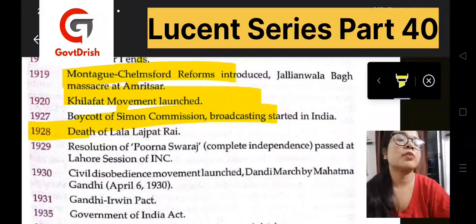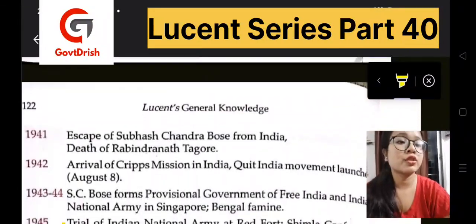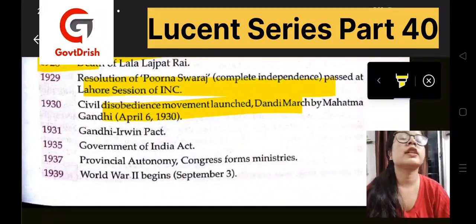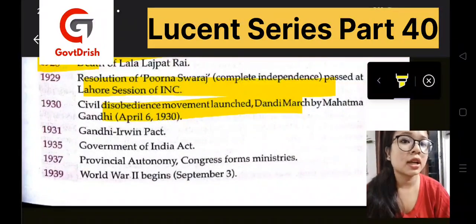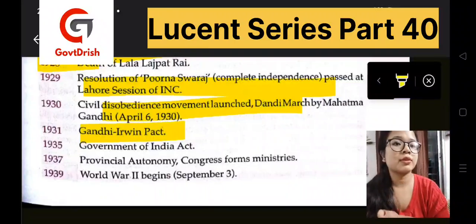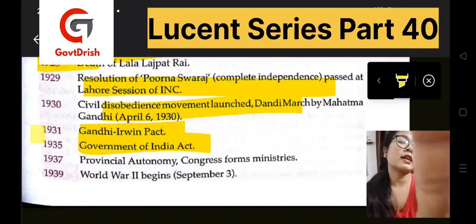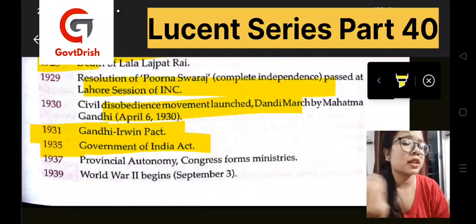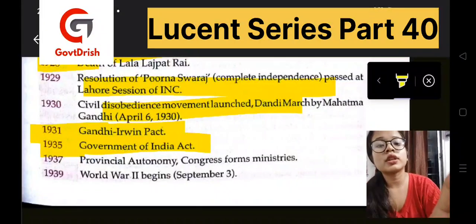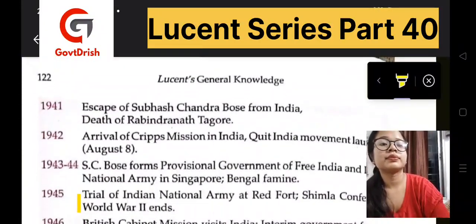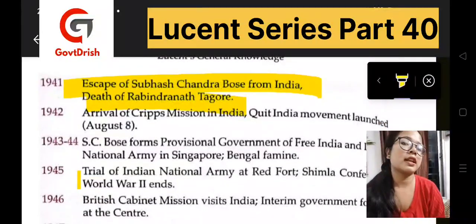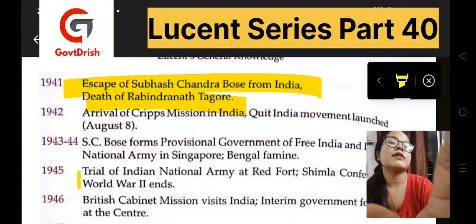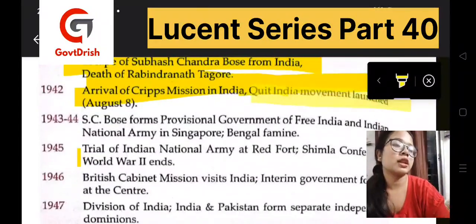Then we have the Purna Swaraj, when it was introduced, who introduced it. Okay. Then the Civil Disobedience Movement that was launched by Mahatma Gandhi. Then the pact came in between. Then the Government of India Act and the Gandhi-Irwin Pact, the Government of India Act 1935, which is still prevalent and still looked upon. That is important. World War II began date, and when Subhash Chandra Bose escaped from India, then Rabindranath Tagore died.